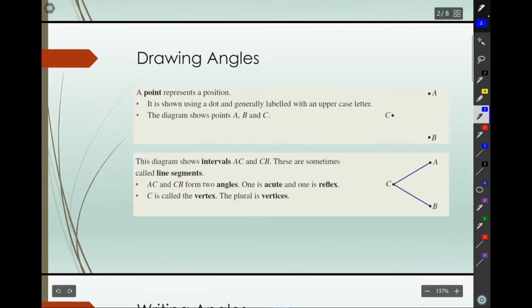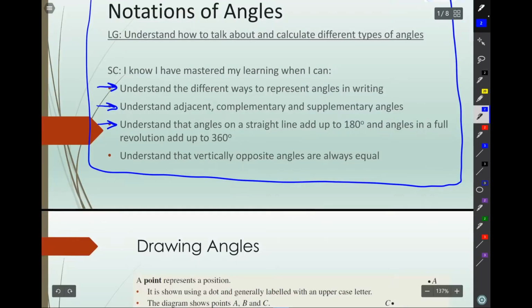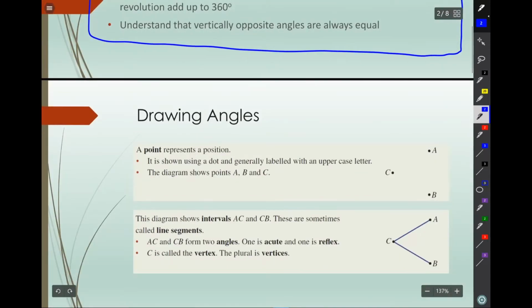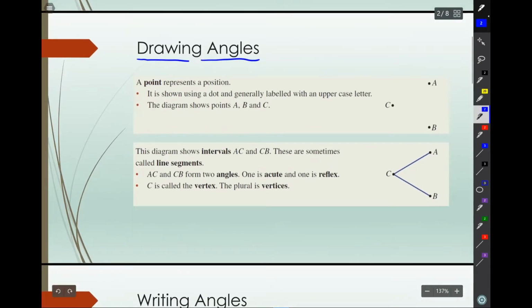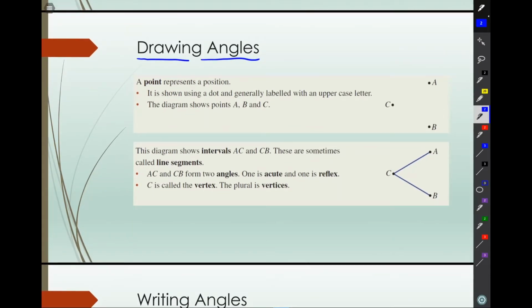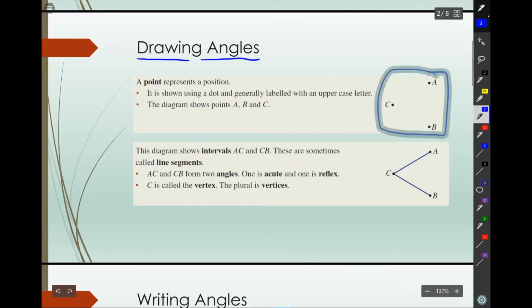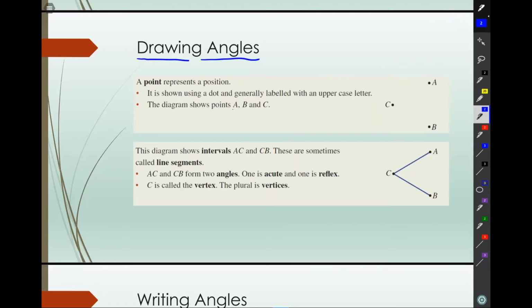What we're doing first is dealing with this first point in the success criteria. So underneath everything you've written down here, you can write drawing angles. Let's talk about how we draw angles. The first thing we need to draw any angle is 3 points, and we have them here. The points are usually labeled with a capital letter. And if we join these points, like we have in the second diagram, we actually form 2 angles.